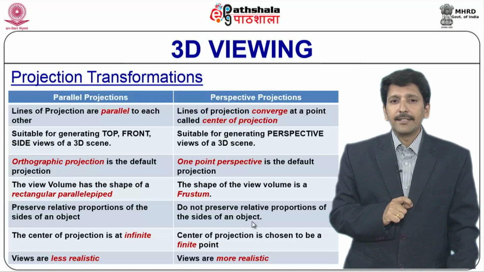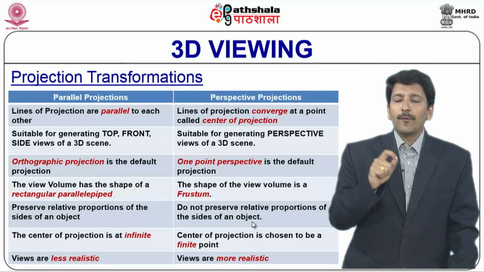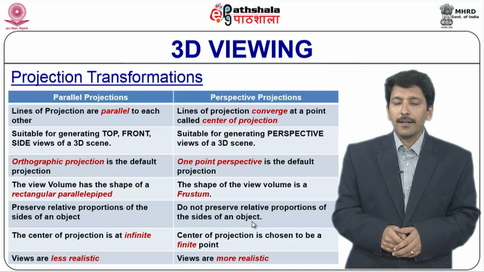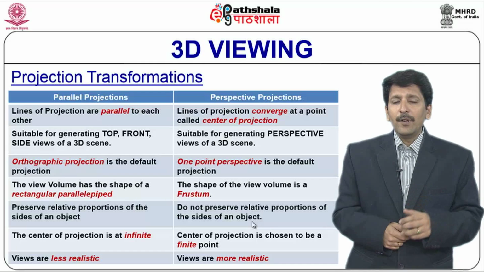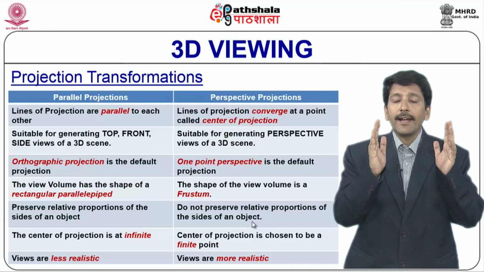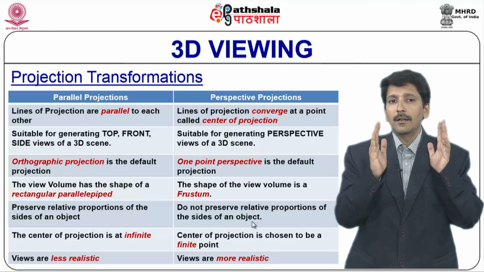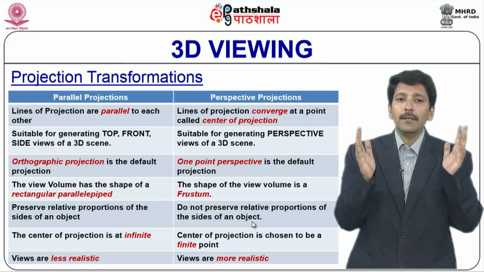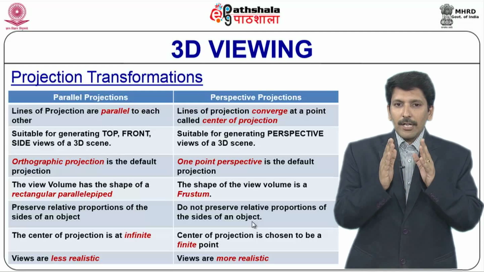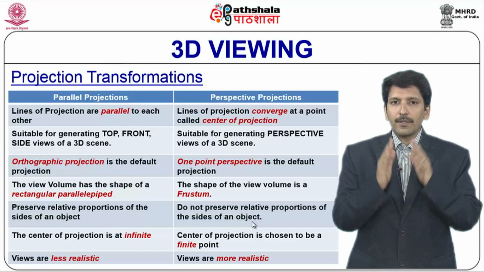Orthographic projection is the default parallel projection, and one-point perspective is the default perspective projection. We will learn about them later in the discussion in the next module. The view volume, very important, has the shape of a rectangular parallelepiped in parallel projection. What is this rectangular parallelepiped? It is a box. Imagine a rectangular box. The shape of the view volume in perspective projections is a frustum.